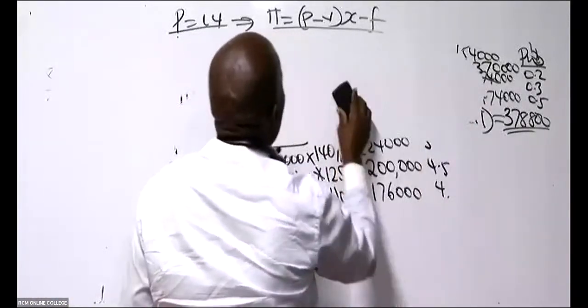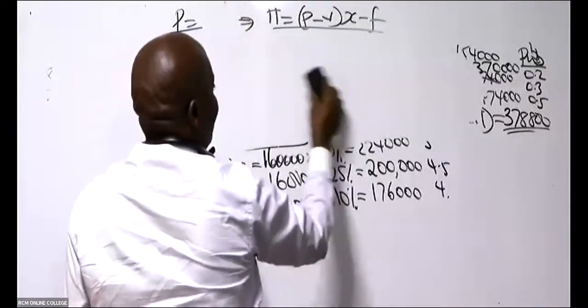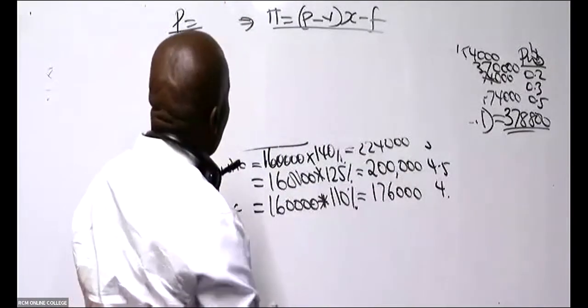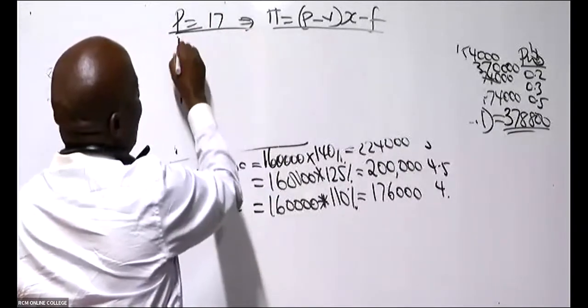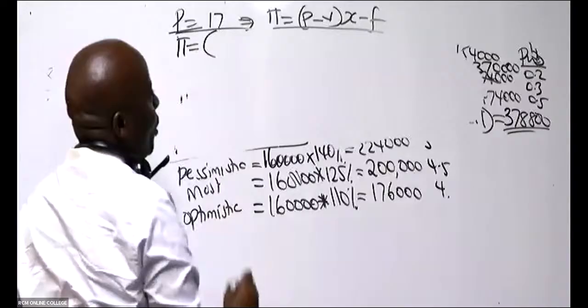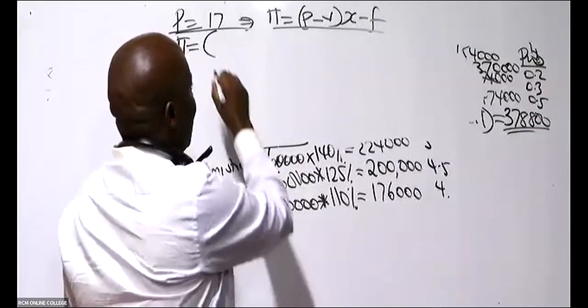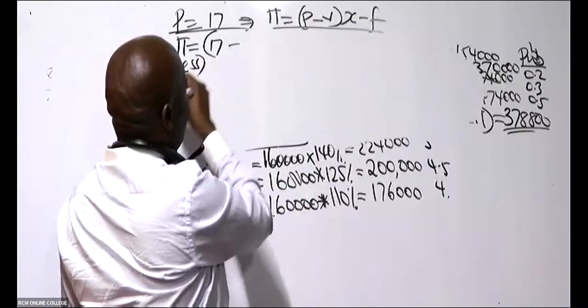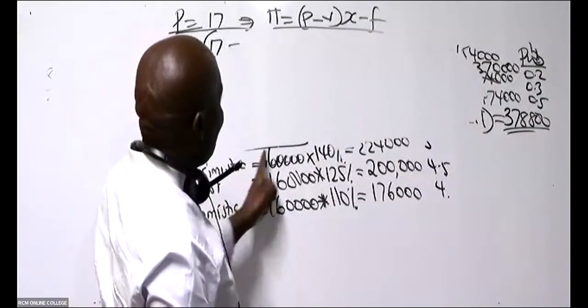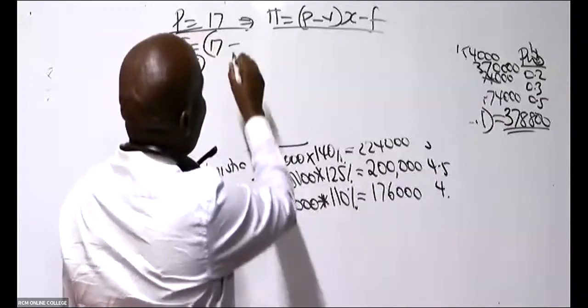If we charge 17 bob, my good students, I'm using this formula. My profit here will be equal to the selling price, of course, which is 17, isn't it? We are starting with the pessimistic case, so 17 minus the pessimistic variable cost, which was 5, right?